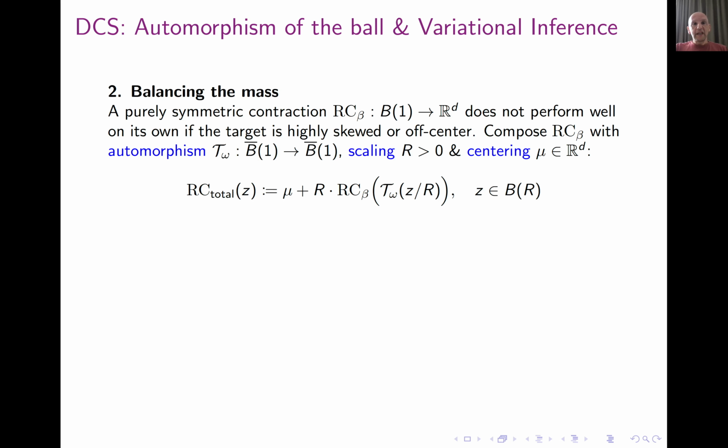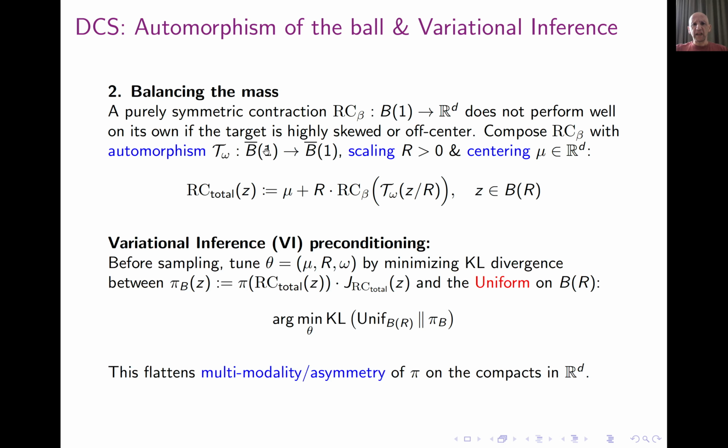Now, we need to improve the landscape maybe. When we do this contraction, the contraction will deal with the problem in the tails. But maybe there are still many modes or something like that, and in order to deal with these modes, we have these parameters, the scaling parameter, the centering parameter mu, but most importantly, we also have this additional automorphism of the ball itself.